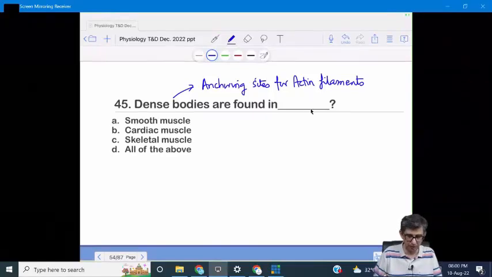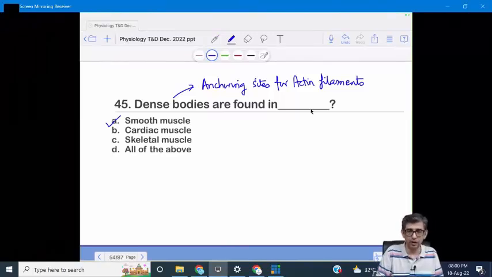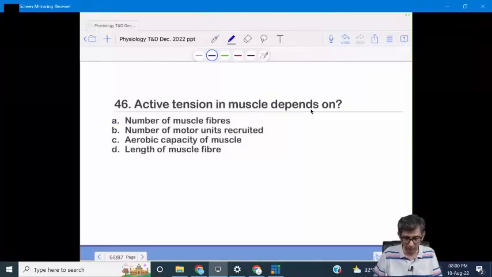Yes, guys. Dense bodies are found in the smooth muscle and they are the anchoring sites for actin filaments. Answer to 45 is option A. This is a repeat question from previous year exams. Coming to 46.